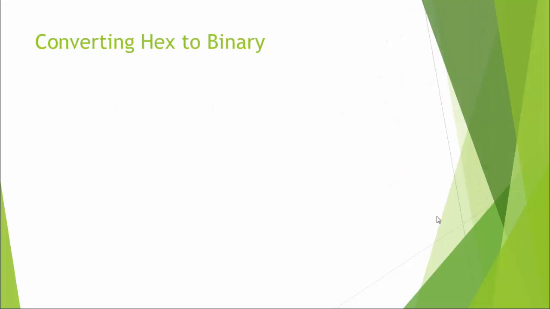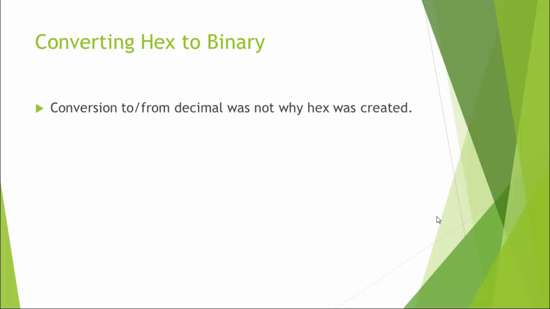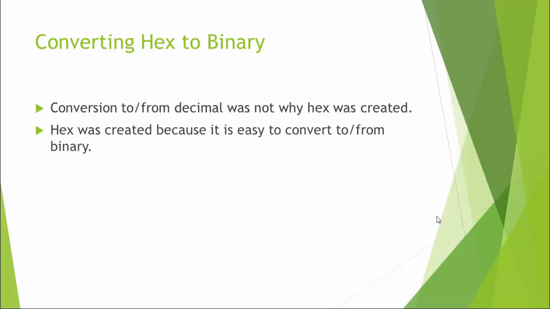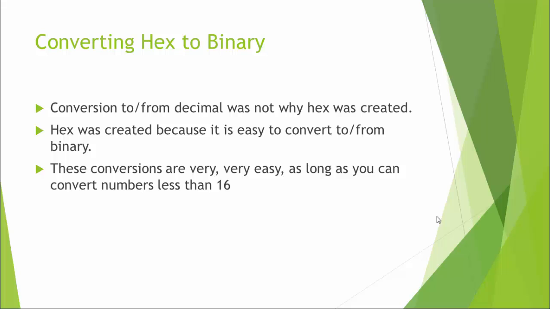All right, welcome back. So now we talk about converting hex to binary. In fact, converting to and from decimal wasn't why hexadecimal was created. This number system was created for the problem on the screen right now. It was created because it's easy to convert to and from binary. So what you're going to find is once you're used to them, these conversions are quicker and more efficient than anything to do with decimal, because that's what this number system was made for. So the reason why is we don't have to do that remainder process. Things will always come out even.